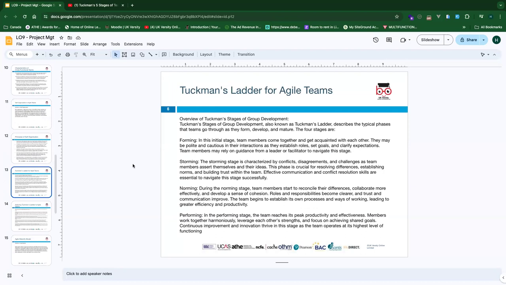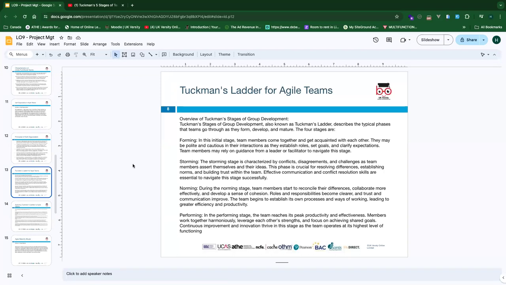But just to recap, we know what the forming stage is, we know what the storming stage is, we know what the norming stage is, and we know what the performing stage is. The forming stage is where everybody comes together, they establish rules and set goals, and the goals are explained with clarity. They clarify the expectations. Team members may rely on guidance from a leader or facilitator to navigate this stage. The storming stage is where there are conflicts, disagreements, and challenges. This stage is for resolving the differences, establishing norms, and building trust within the team.